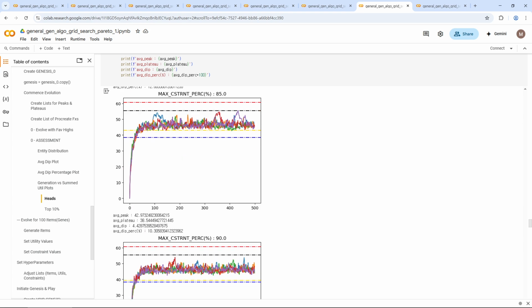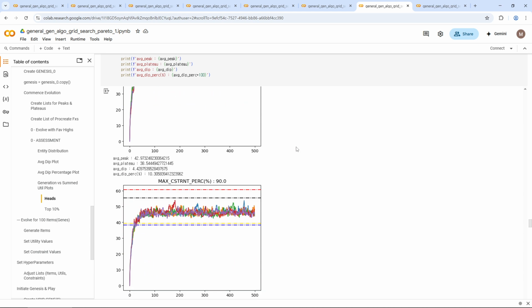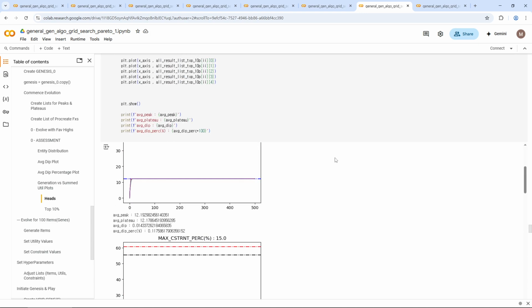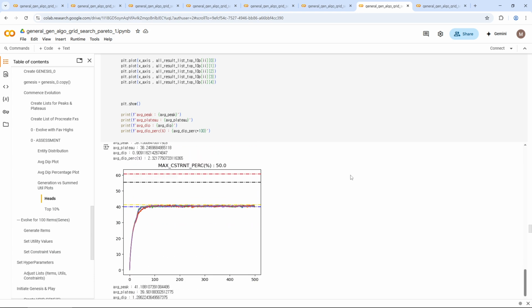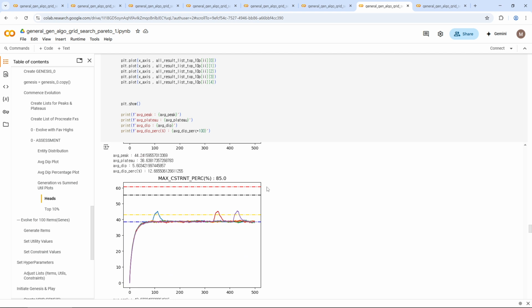80% we don't. 85 we don't. No, we do, 85 we do. 90, 95 no, 100 no. So top 10% we go to 80 and 85, and let's have a look at that. 80, 85.